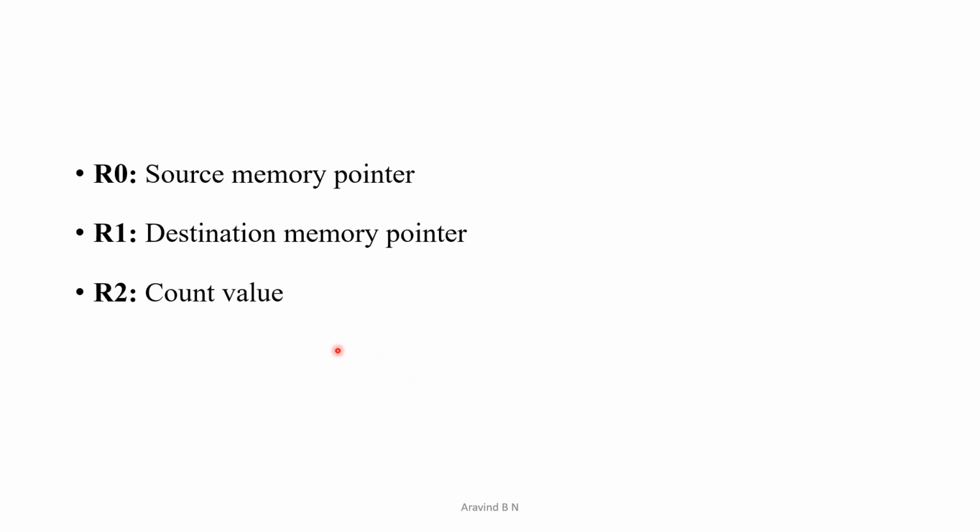So in the program we are going to make use of these three registers, and let us first understand the purpose of these registers. R0 is used as a source memory pointer, R1 is used as destination memory pointer, and R2 is used for count value.